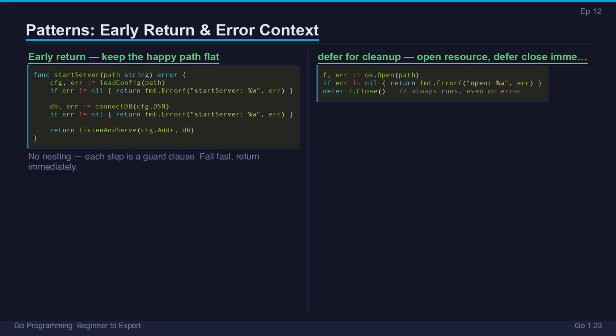Defer for cleanup. When you open a resource, defer its close immediately. If Close can return a meaningful error and you care about it, use a named return. The deferred function can write to the named error return. The close error surfaces only if no write error occurred first.